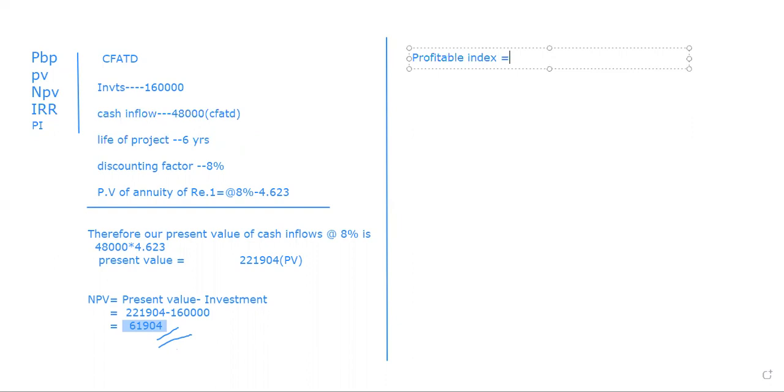So the formula goes: profitability index is equal to the present value of cash inflows divided by investment. Actually, it is also said as present value of investment, but here we are not going to find the present value of investment, because if we find it, it will be 1,60,000 into 1, which is the same. So whether we divide by investment or present value of investment, it is the same answer.